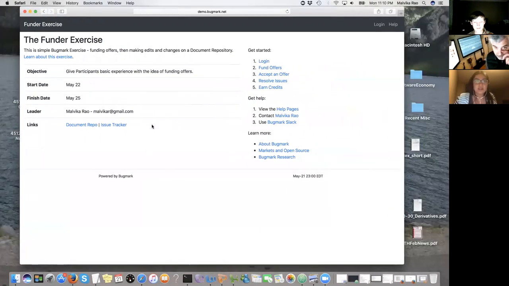And here is the page for the funder exercise. As before, we again have a lot of information. We have help pages. We have contact information where you can contact us should you have questions or concerns. And we have the get started steps. So notice that the steps have changed. Now you have login, fund offers, accept an offer, resolve issues, and earn credit. So now there's that one additional step because users and participants can be both workers and funders.